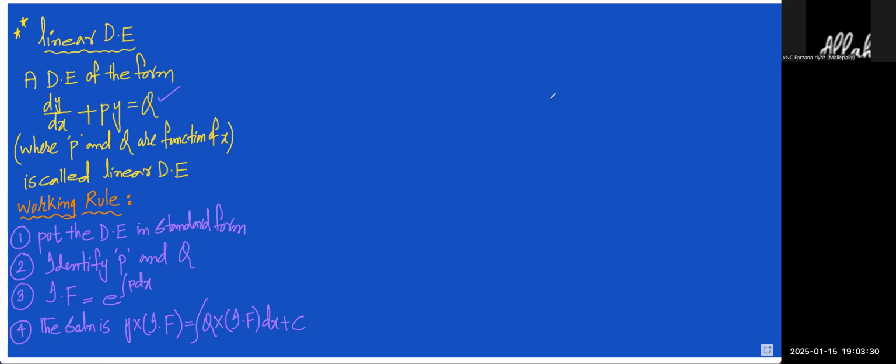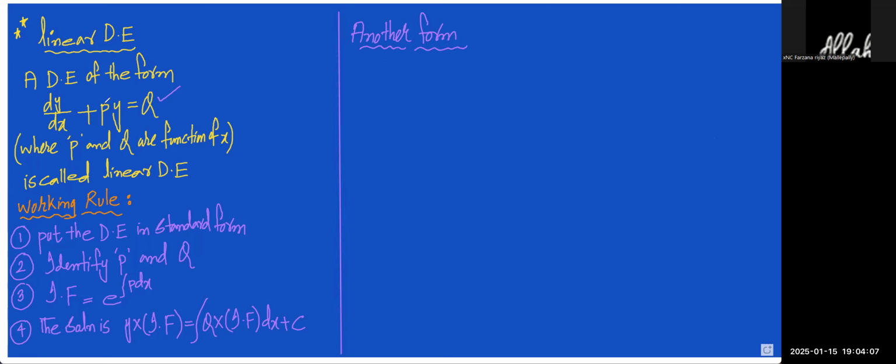Then after that, sometimes it's not that easy. Sometimes the differential equation is not in the form dy by dx plus p of y is equal to q. Sometimes your differential equation is of the second form, another form. It's a reverse form.